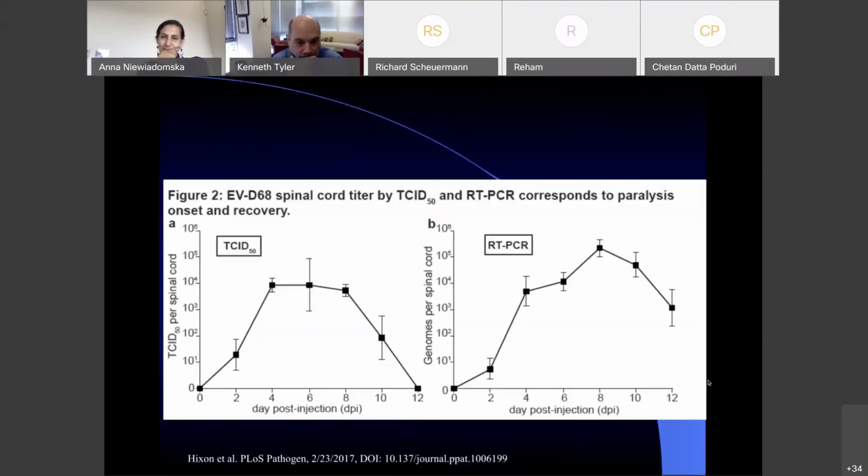If you took the spinal cords out of those animals, you could find both infectious virus and viral genome that tended to peak about 6 days after infection, as shown here. Next slide.